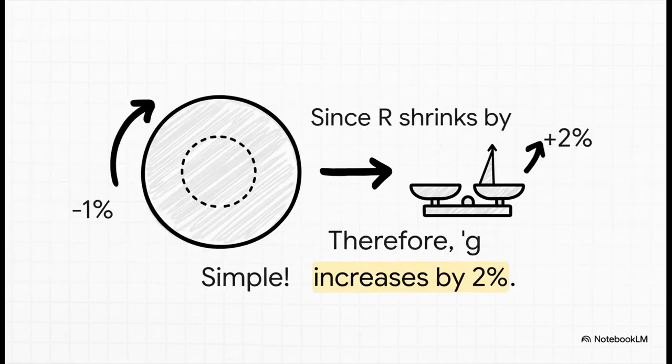So since the radius shrinks by 1%, its change is minus 1%. Now, let's plug that into our shortcut. Minus 2 times minus 1% gives us a positive 2%. So the key takeaway? G increases by 2%. It's a perfect example of how knowing the underlying relationship lets you solve the problem in just a few seconds.